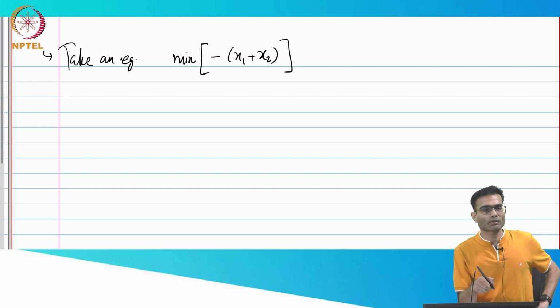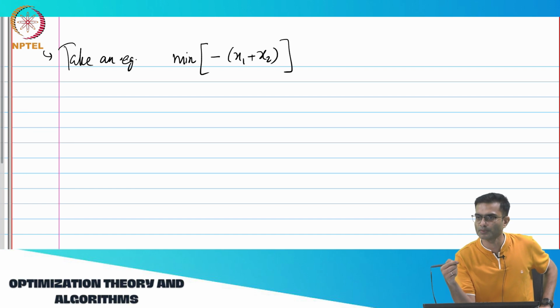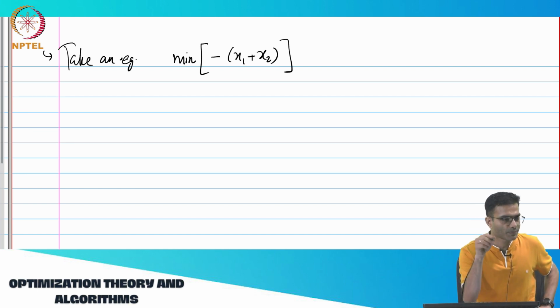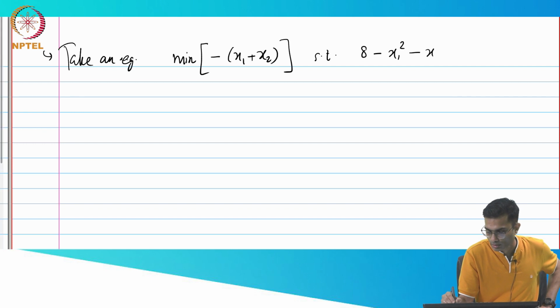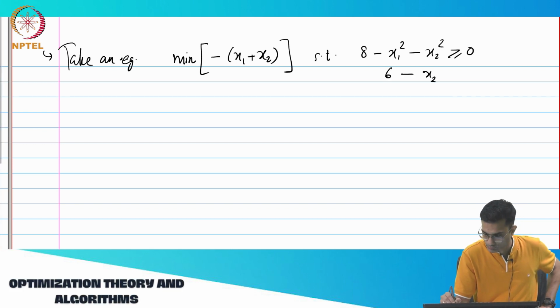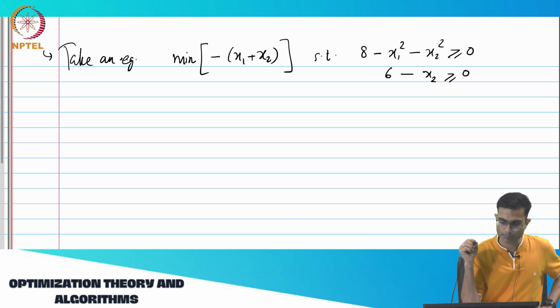So you might encounter problems like this: minimize minus x1 plus x2. In fact, in the tutorial there was one such problem. There's no problem, right? I mean, minus is there, so what? It need not always be with a plus sign. Subject to, let us say, this is my primal problem.